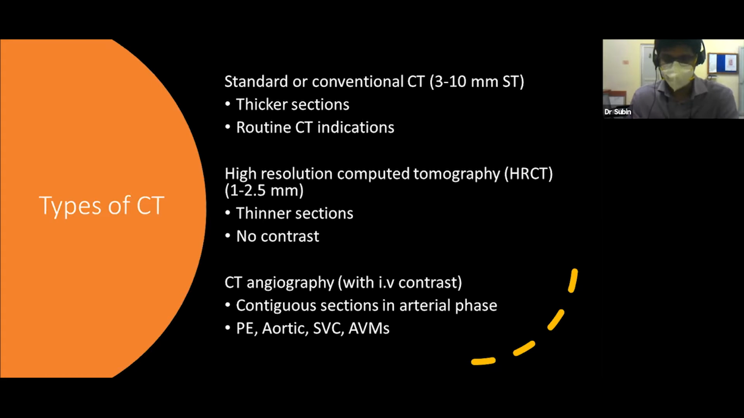If you want to do angiography, which is basically thinner slices in the arterial or venous phase, that is given with an IV contrast. So these are the basic kinds of CT techniques that we use.